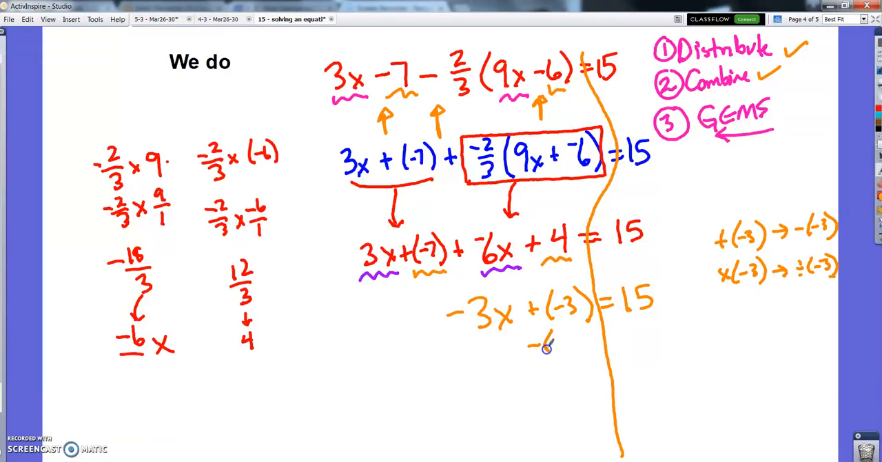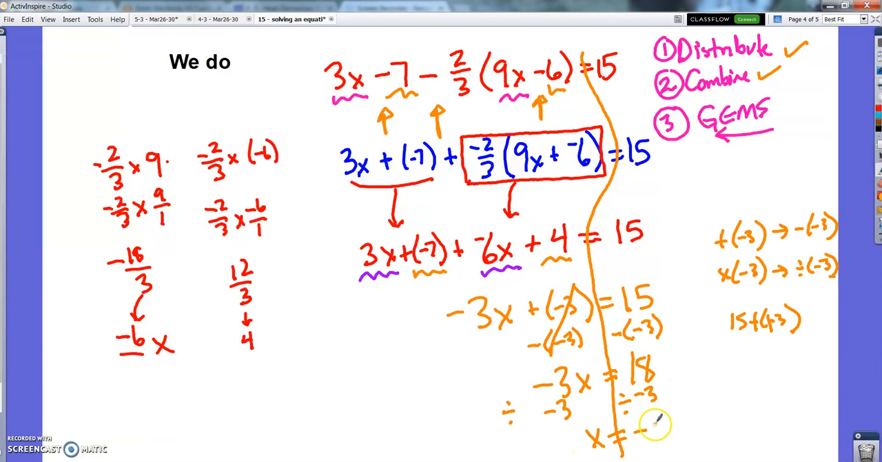So I'm going to subtract negative 3 from both sides. And I'll get that's 0. Negative 3x equals 15 minus negative 3. That's 15 plus positive 3, add the opposite, so negative 3x equals 18. And divide both sides by negative 3. And I get x equals negative 6. Negative 6, yeah.